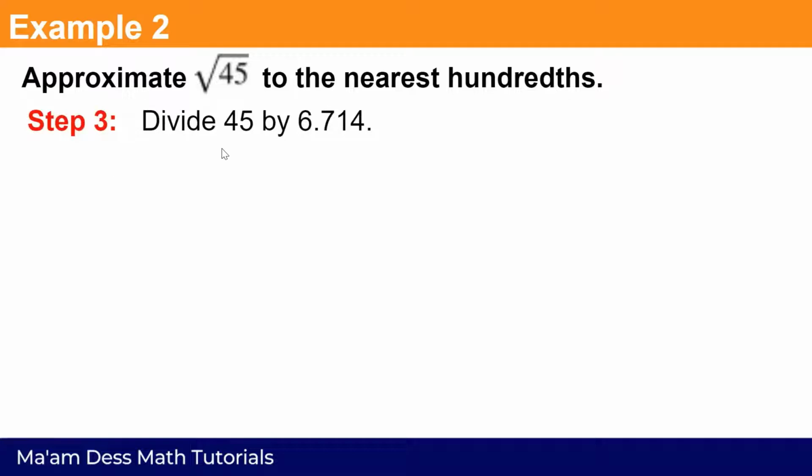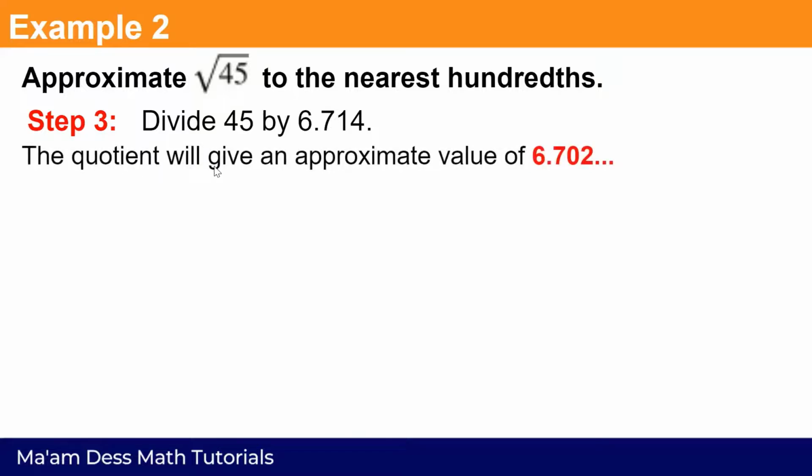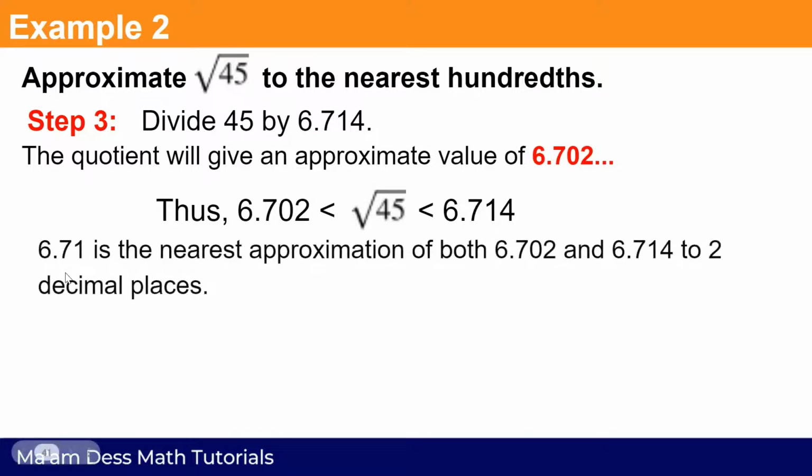Step 3, divide 45 by 6 and 714 thousandths. The quotient will give an approximate value of 6 and 702 thousandths. So, the square root of 45 is between 6 and 702 thousandths and 6 and 714 thousandths. So, 6 and 71 hundredths is the nearest approximation of both 6 and 702 thousandths and 6 and 714 thousandths to two decimal places.